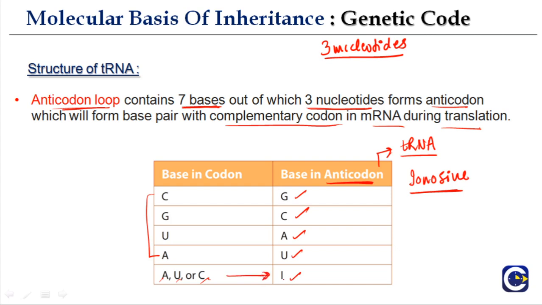What all can pair with inosine? C, U and A. The rest we already know. This is the normal principle of complementarity. So the principle of complementarity is followed in a lot of places: in replication, in translation and also in codon-anticodon interaction.